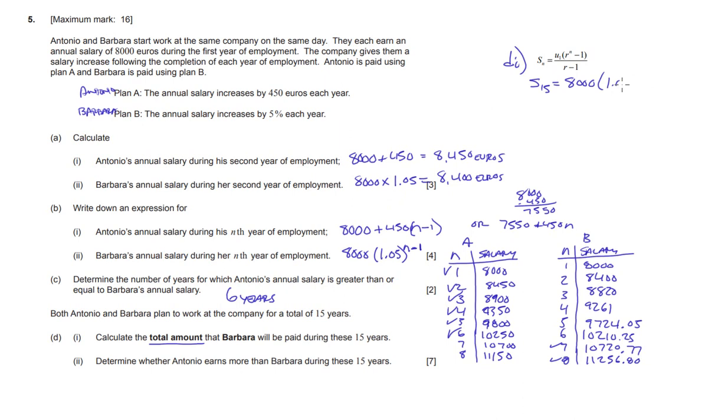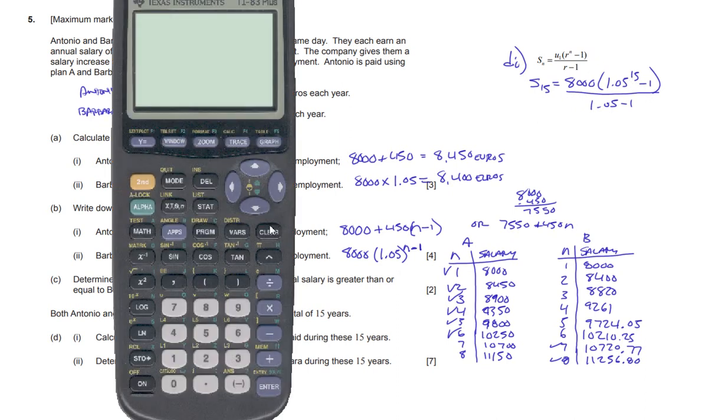So we do 1.05 to the n, which is the number of years. So in this case it is 15 minus 1. Don't worry about the n minus 1, this is a different formula. All divided by the rate, 1.05 minus 1. Okay, so now we want to calculate that out.